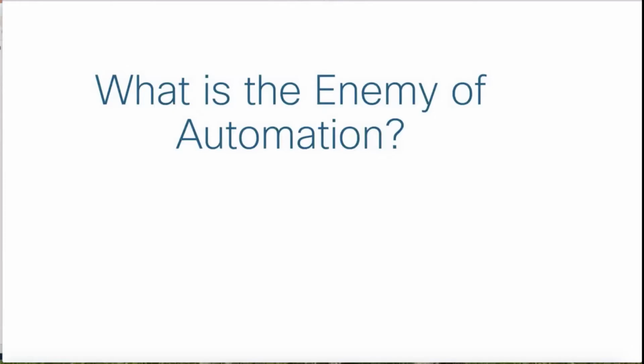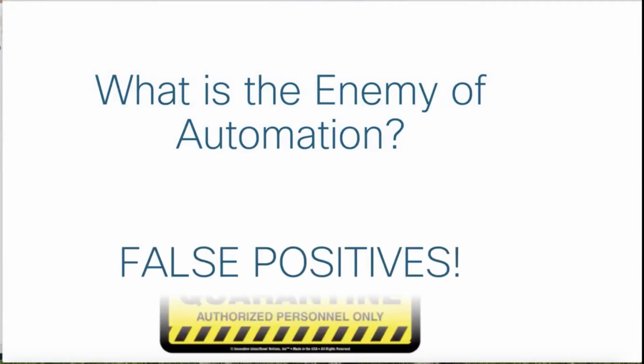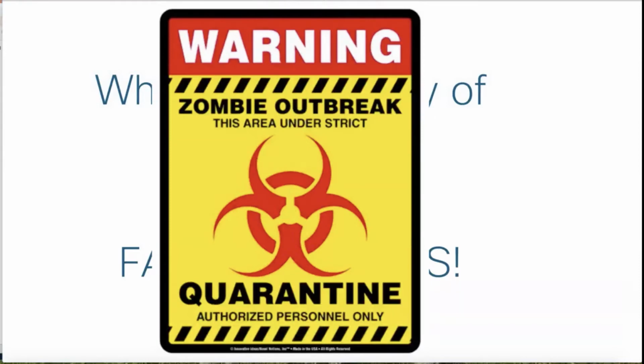So the problem statement we are trying to solve here is that the enemy of automation when it comes to containment in particular is that people are very afraid of false positives. It would be very easy to say that we should quarantine everything as soon as something bad happens, but people are afraid of doing that because it will affect the availability of the systems.